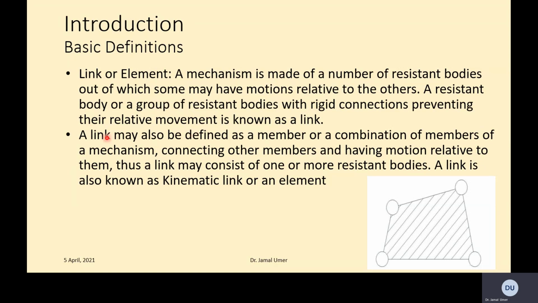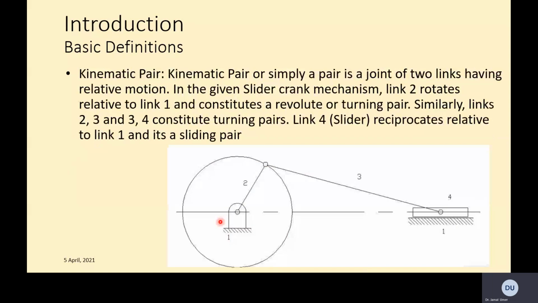A link may also be defined as a member or a combination of members of a mechanism connecting other members and having relative motion between them. Thus, a link may consist of one or more resistant bodies. A link is also known as a kinematic link or an element. The message here is that a link is not necessarily a straight line. For example, here, this is a very simplified version of a piston internal combustion engine. It is a slider crank mechanism where the connecting rod is shown as one straight line, the crankshaft is shown as one straight line, and the piston is shown as one straight component.